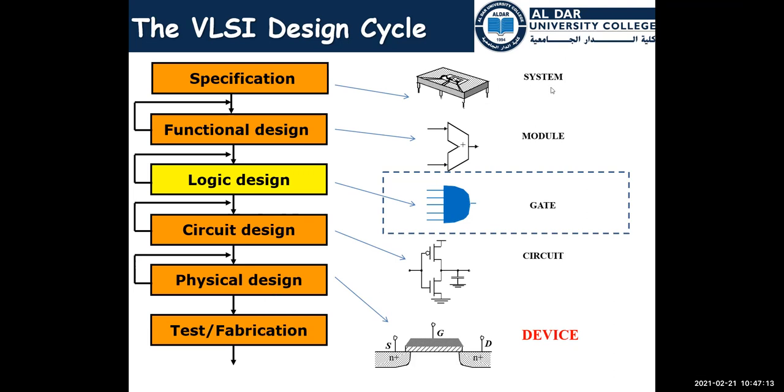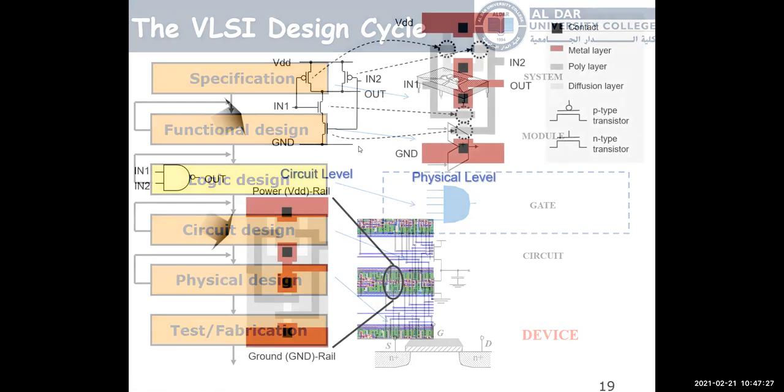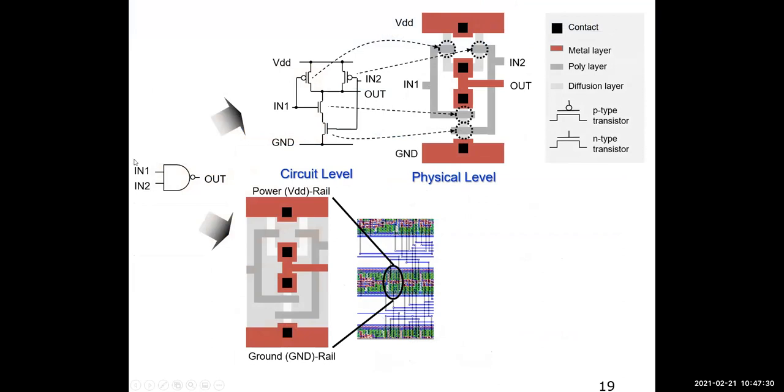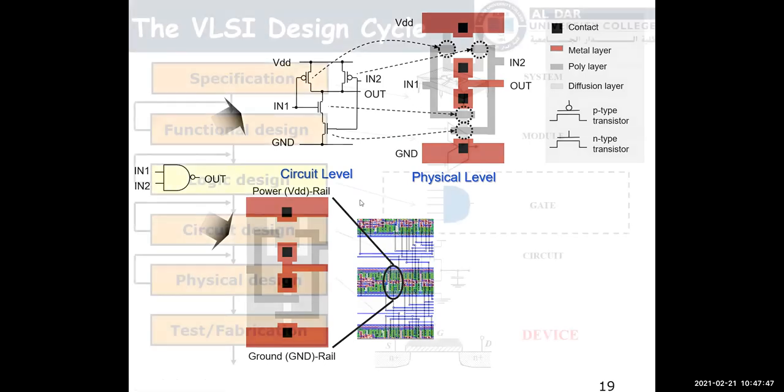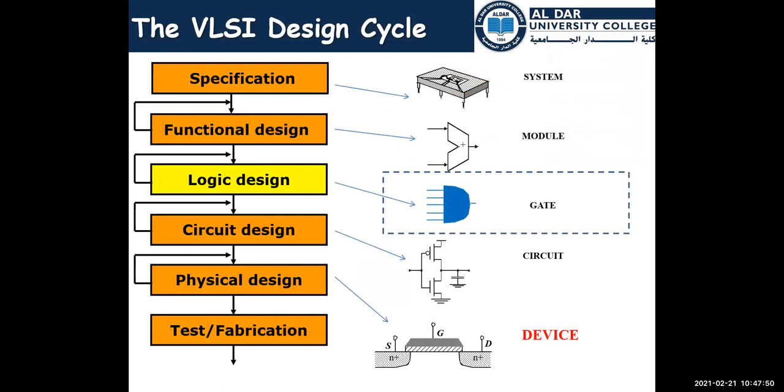On the right-hand side, we have different shapes of the design at each stage, each level. As you can see, this is just a NOR gate, and this NOR gate can have this shape at the circuit level, and at the physical level it can have this shape. What I want you to understand in these slides is that the design does not stop at logic gates; we can also move on to the fabrication.